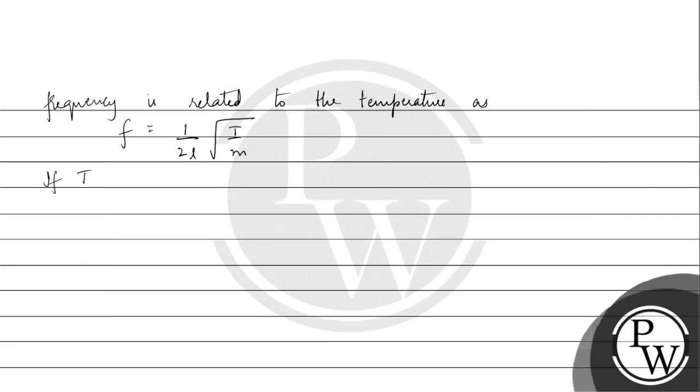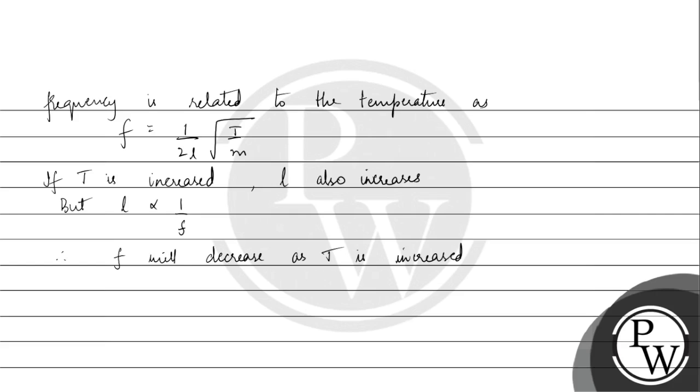If T is increased, तो हम ये देख सकते हैं कि L also increases, क्योंकि अभी हीट हो रहा है ट्यूनिंग फोर्क, तो उसका एक्सपेंशन होगा तो लेंथ विल ऑब्वियसली इंक्रीज, बट L is inversely proportional to F, so therefore F will decrease as T is increased. Hope you have understood it well.